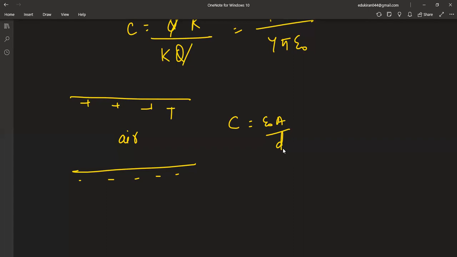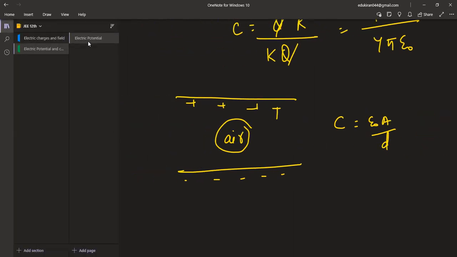Okay, if a dielectric slab is introduced over here instead of this air, then K epsilon naught A by D. Very good. These two you at least know. Now, before we move on to some other question, some other formula, there is a very important question which I want to discuss with you. Do one thing, just before that, note down these few points.